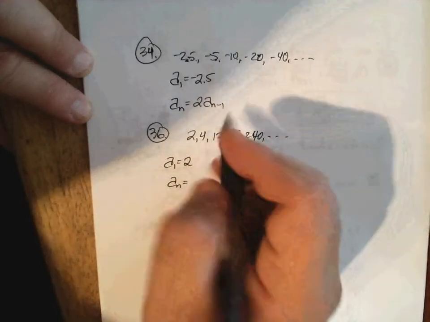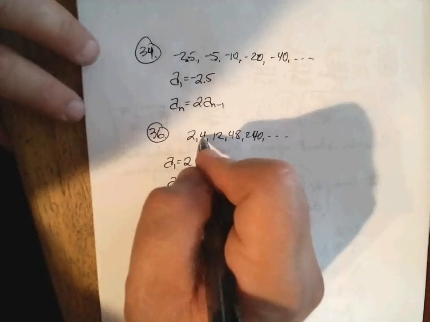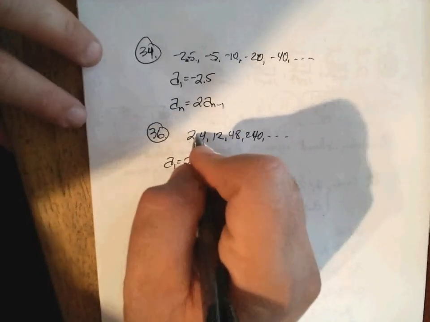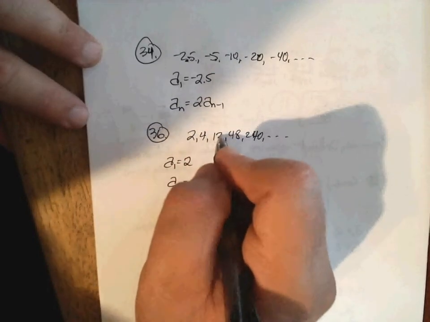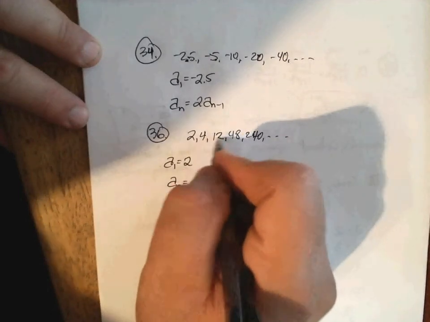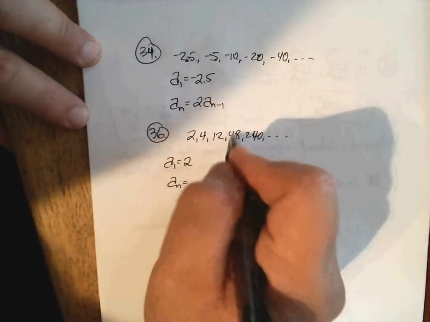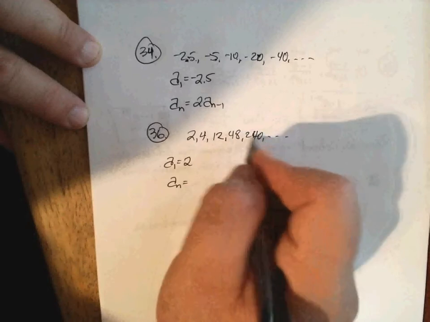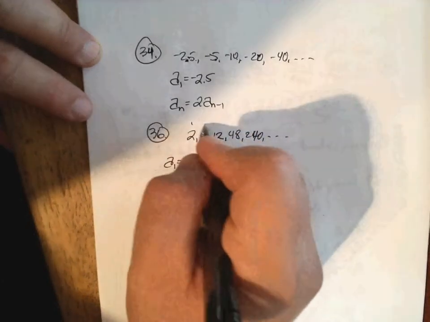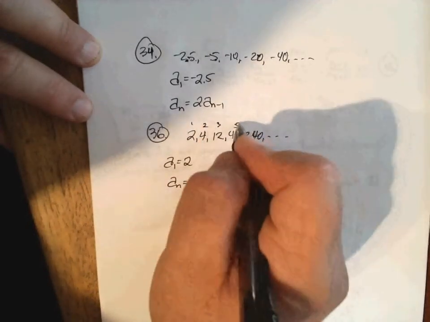36, the terms are 2, 4, 12, 48, 240, dot, dot, dot. A sub 1 is 2. Now, what is the relation here? What did I do here? I took the previous term and multiplied it by 2 to get this. Then I took the previous term here and multiplied it by 3. I took this previous term, multiplied it by 4 to get this. This times 5 to get this, right?